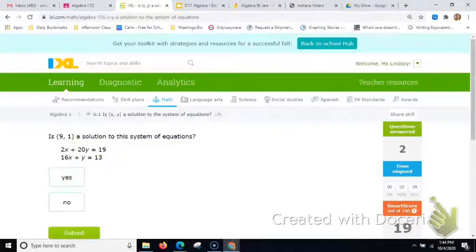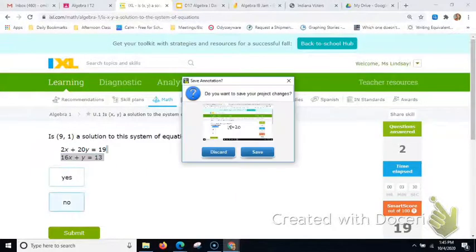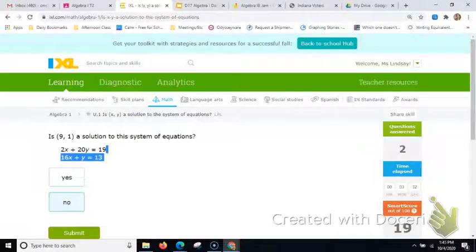So you could just grab your calculator, type in 2 times 9, that's 18. 20 times 1 is 20, that's not going to give me 19. So as soon as I find out that that first one is a no, it does not really matter to me if the second one is right or not. The whole thing is going to be a no.